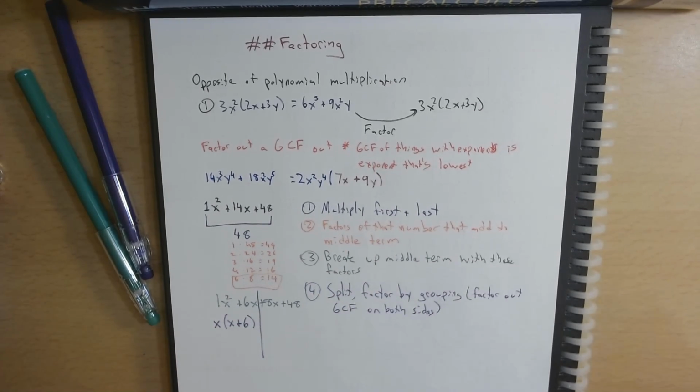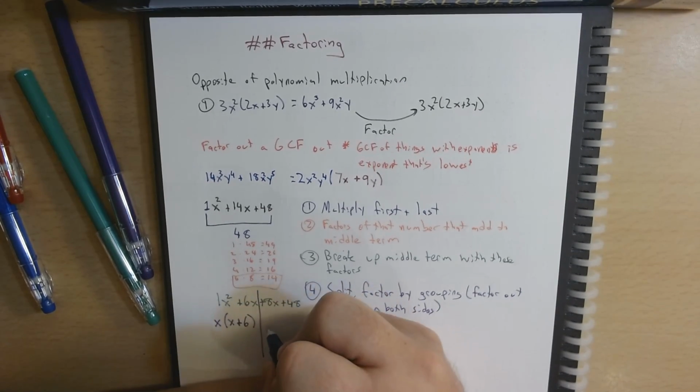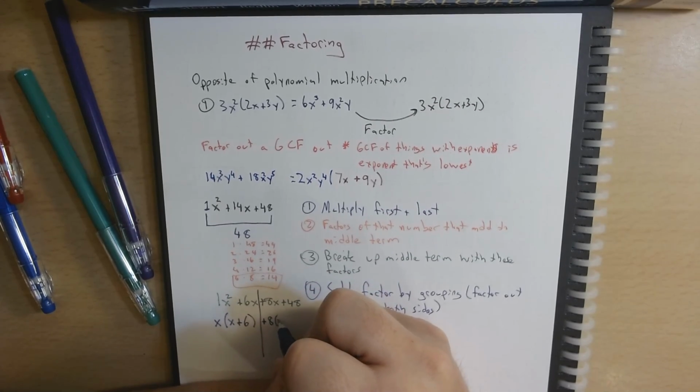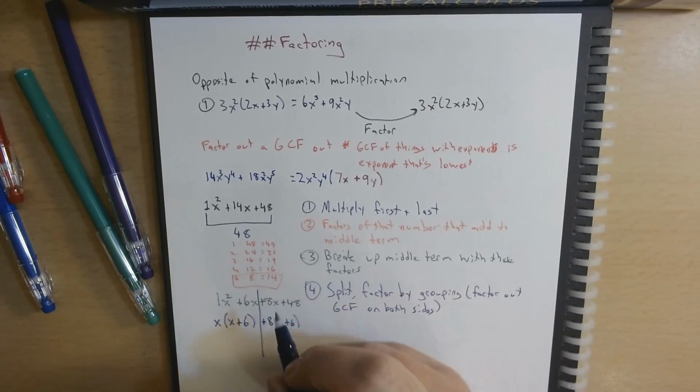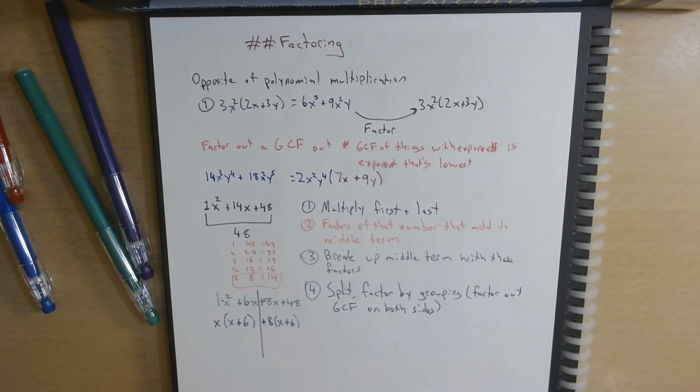Now I'm going to do the next side. GCF of 8x and 48. That's a positive 8. And whatever this sign is goes here, so if that was a minus, you'd have to put a negative there. 8 times what is 8x? X. 8 times what is 48? 6. These two should always match. If they don't match, then it's either not factorable or you did it incorrectly.